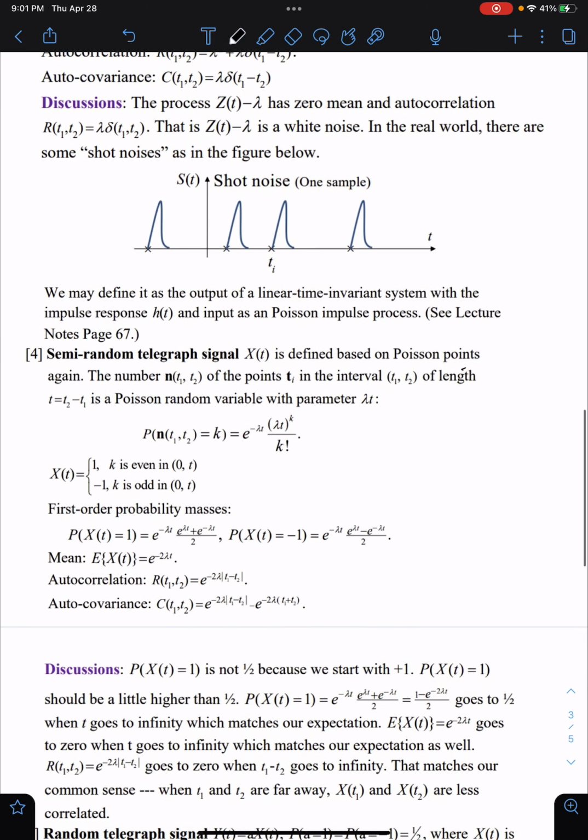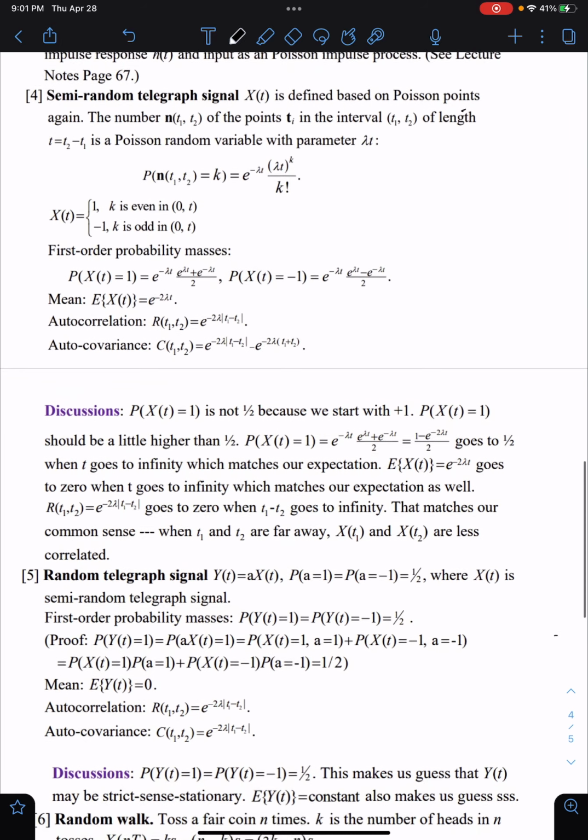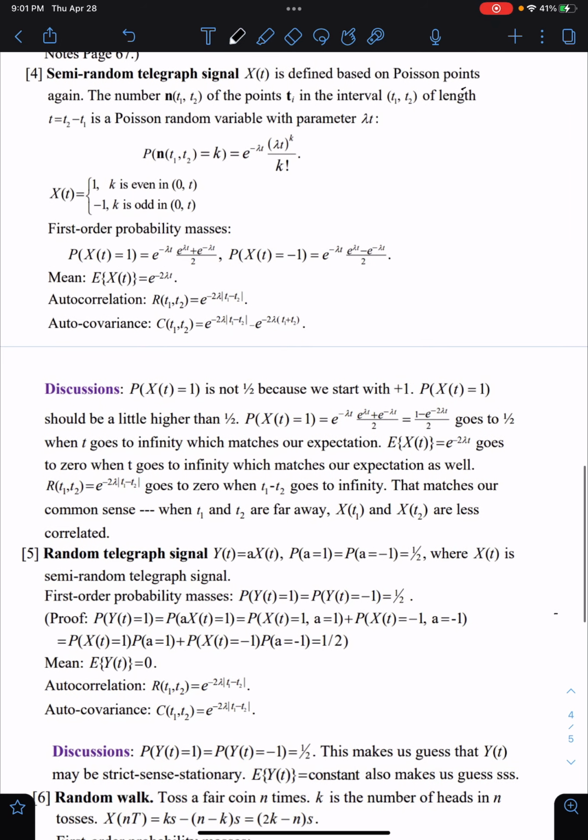And next we will talk about the semi-random telegraph signals. X(t) is based on the Poisson points again, and the number n(t1, t2) of points ti in the interval (t1, t2) of length t equals t2 minus t1 is a Poisson random variable with parameter lambda t, and the probability mass function has the same expression as the Poisson distribution.